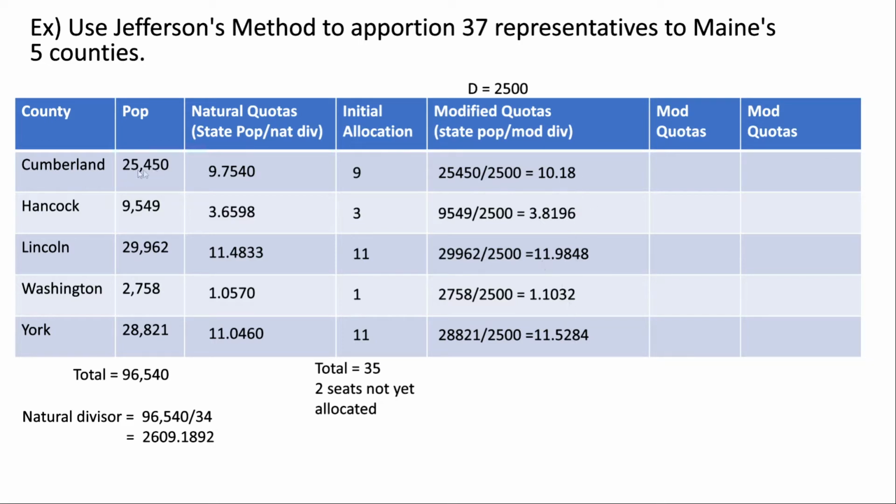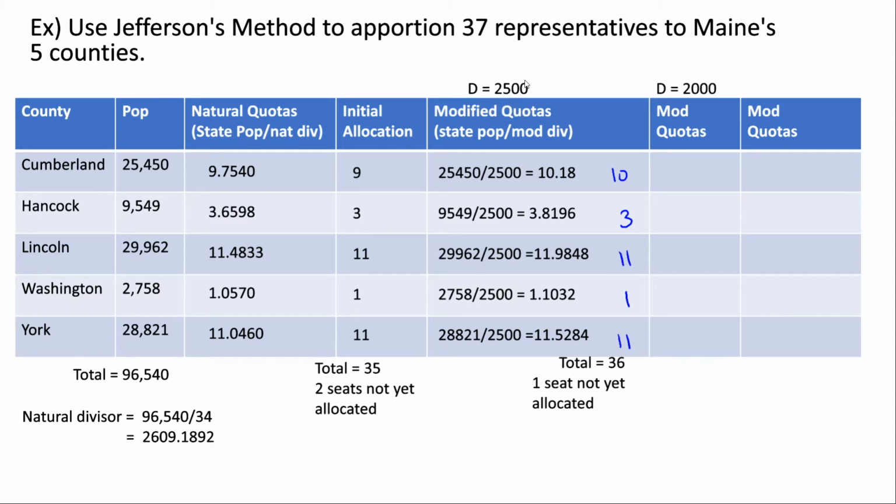So again, we've taken each state population, we've divided it by a new modified divisor, and we're going to hope that this works out. So now if we round all of these new modified quotas down, we'll see if it sums up to the correct house size. So we have 10, 3, 11, 1, and 11. And this adds up to 36, meaning we didn't allocate 1 seat yet. So before we didn't allocate 2 seats, now we only haven't allocated 1 seat, so we are getting closer to a divisor that will work. So our divisor here is not small enough yet. We need to try something a little bit smaller than 2,500.